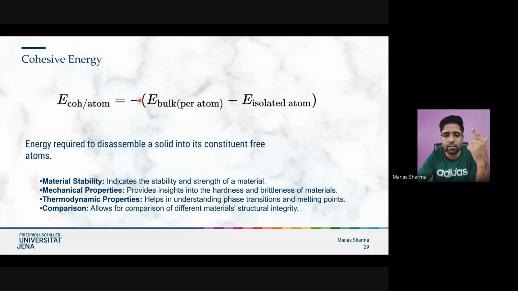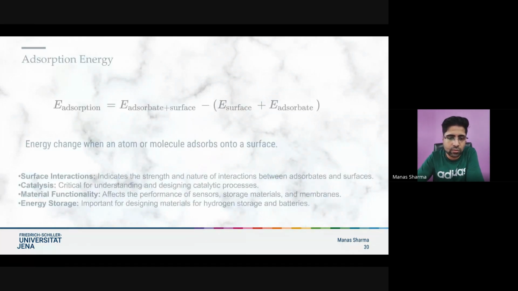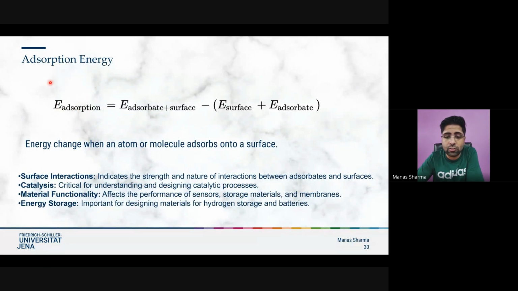If you know your conventions, then you don't really need this sign. You can already tell if the cohesive energy means that your material is stable or not. But anyway, this convention will become clearer when we perform the simulation. Essentially, this tells you the energy required to disassemble your solid into its constituent free atoms, right? So this is what we will calculate in the first hands-on session, and also the adsorption energy that we'll probably do in the next session.